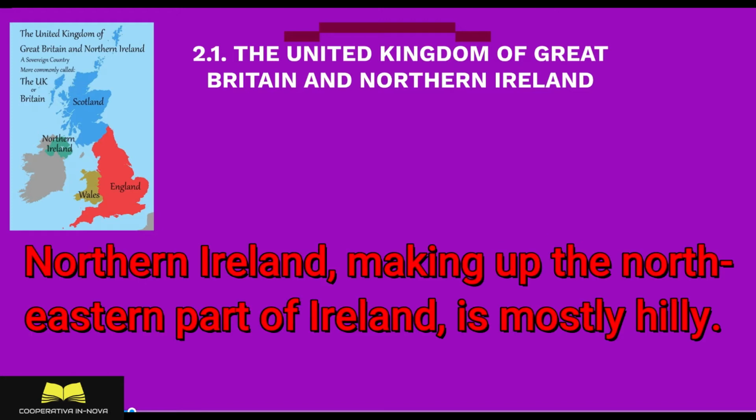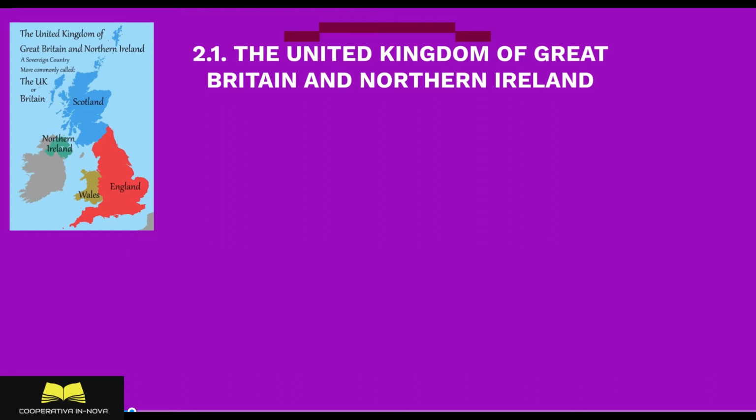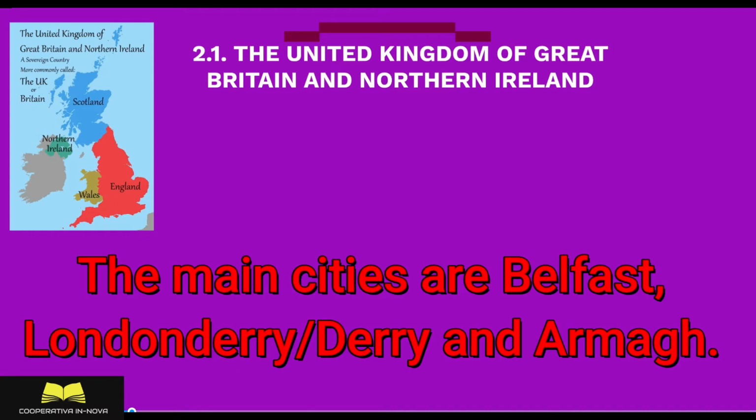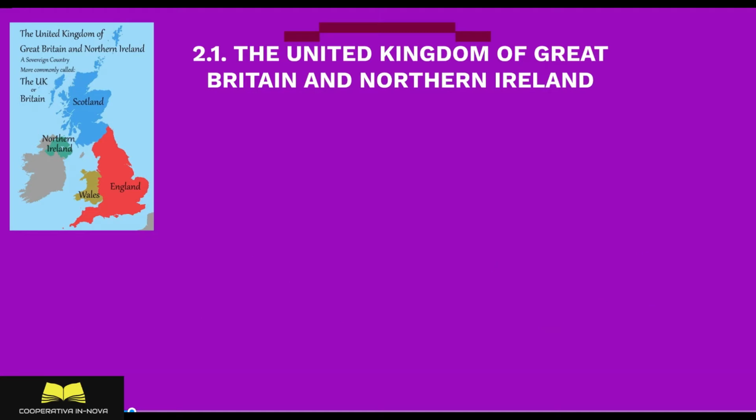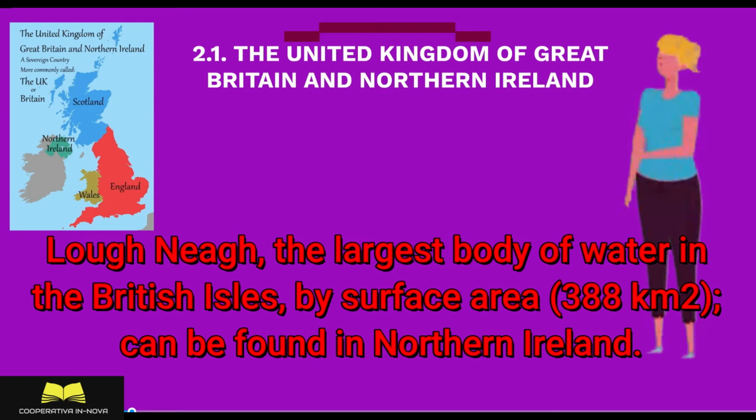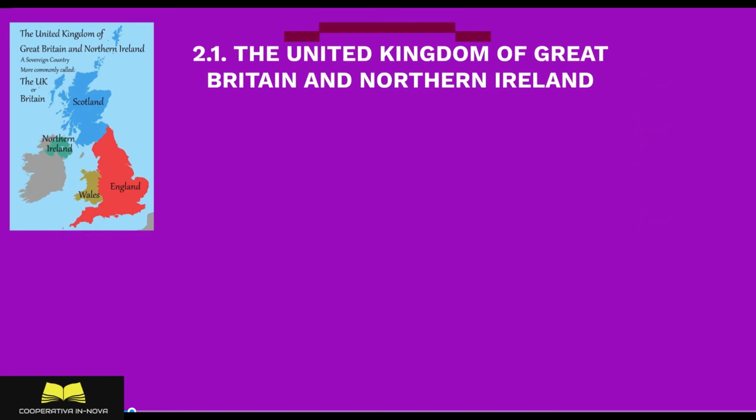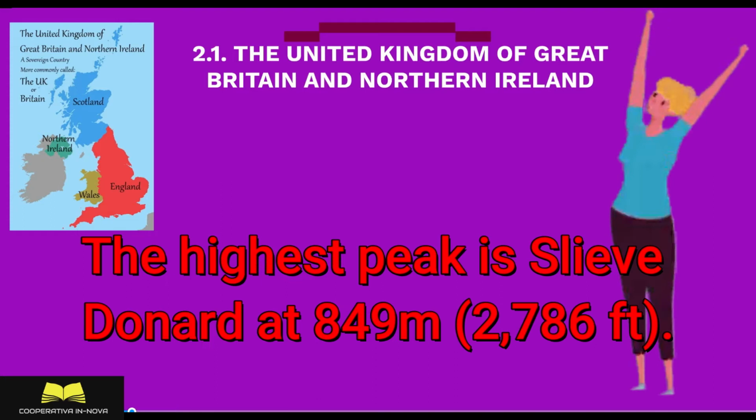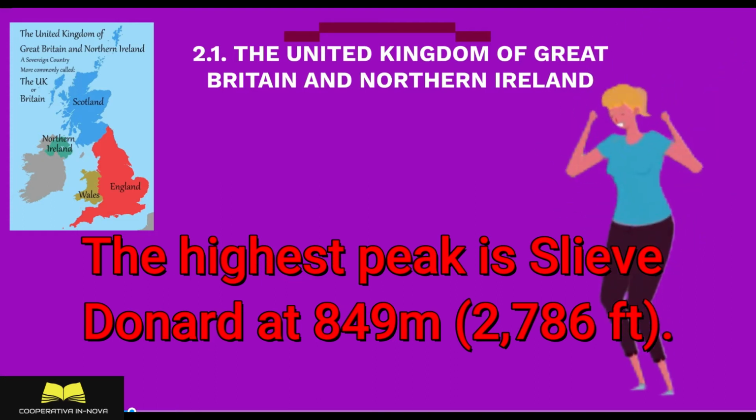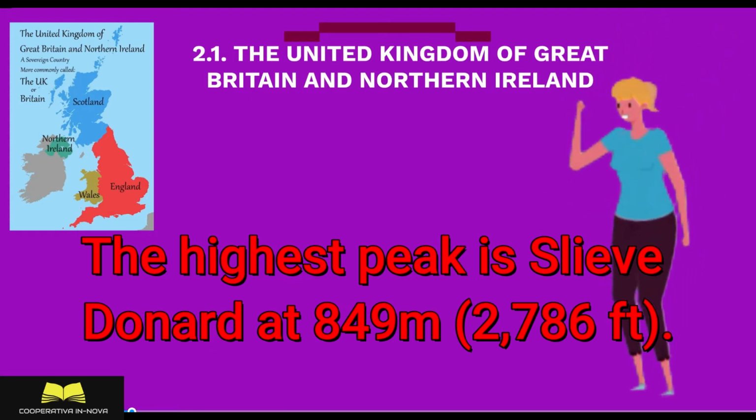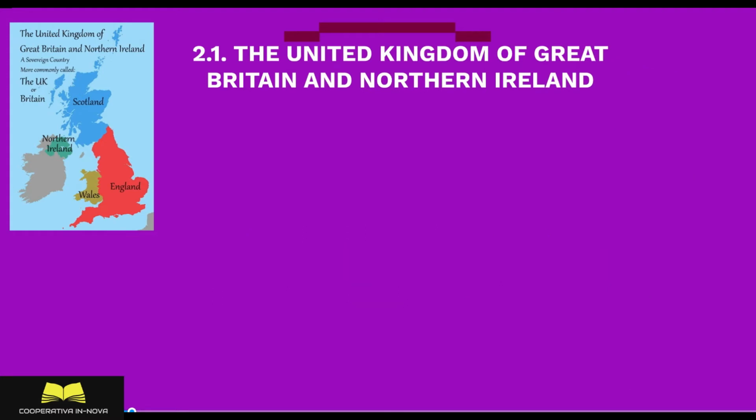Northern Ireland, making up the northeastern part of Ireland, is mostly hilly. The main cities are Belfast, Londonderry / Derry and Armagh. Lough Neagh, the largest body of water in the British Isles by surface area, 388 square kilometers, can be found in Northern Ireland. The highest peak is Slieve Donard at 849 meters, 2,786 feet.